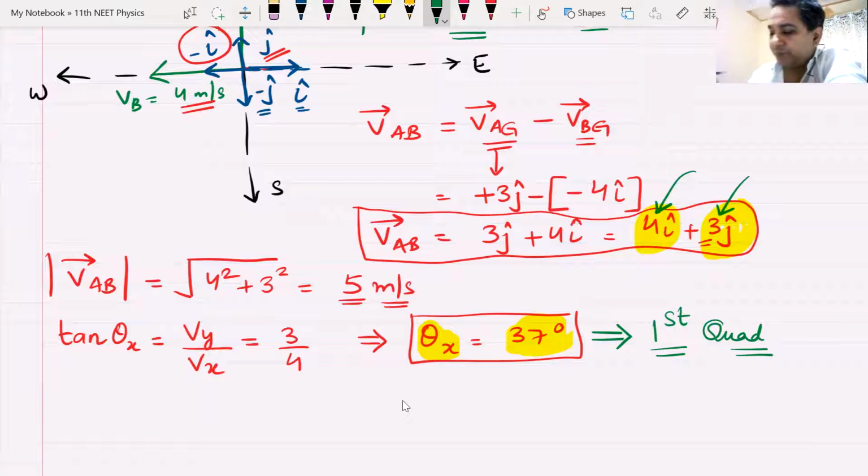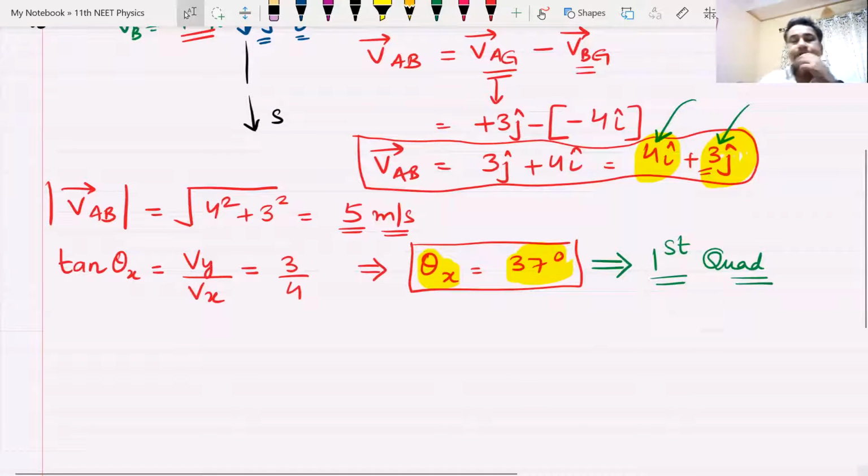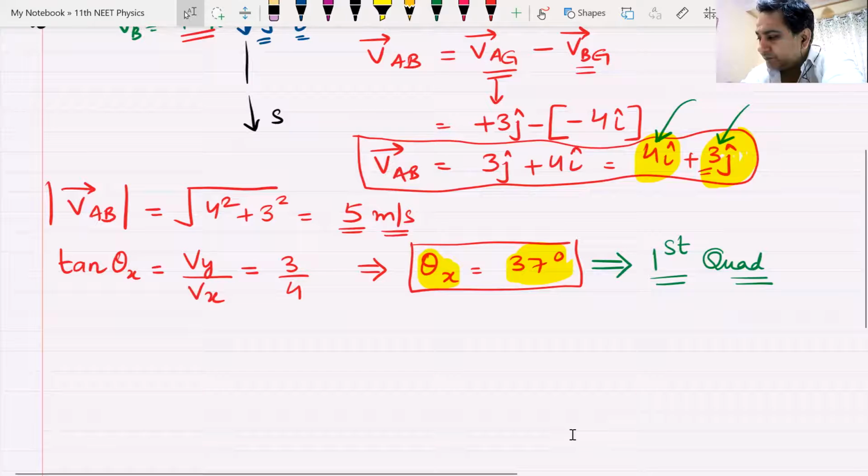Yes or no? Now, see, it's always very easy, Tanu, to get an answer. I'm not very happy if you get the correct answer. I'm more happy when you understand what you have gotten, what you have achieved.